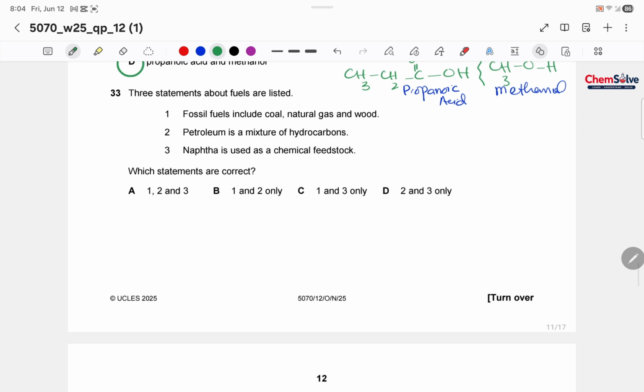3 statements about fuels are listed. Fossil fuel include coal, natural gas and wood. This statement is wrong. Wood is not part of it. Petroleum is a mixture of hydrocarbons. Yes, this statement is correct. Naphtha is used as a chemical feedstock. Yes, it's a fact again. It's correct. So the correct statement is option D.